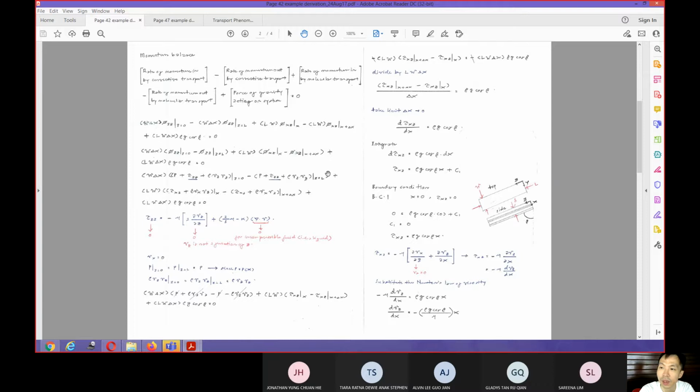So we have derived the integrations, the boundary conditions, the integration, and then the plugging in of the boundary conditions.